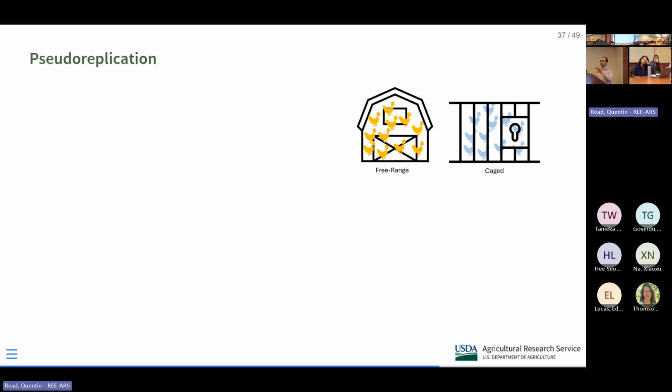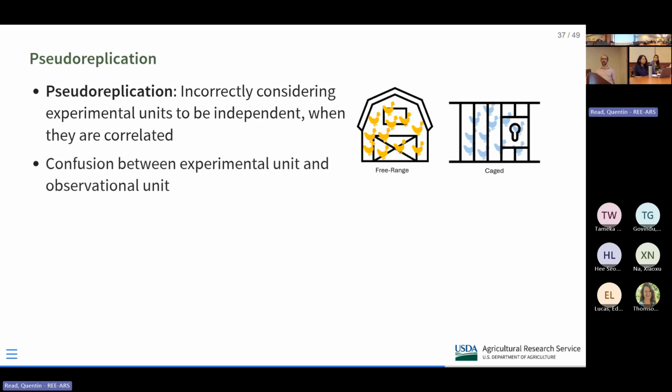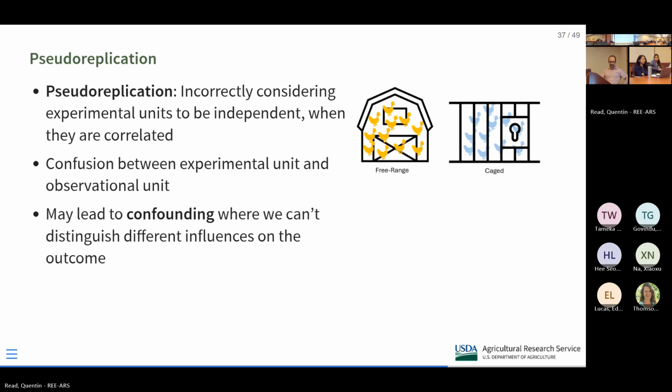Pseudo replication is something that comes up in the single cell world. It's a term for when you incorrectly consider experimental units to be independent when they're actually correlated, or if you consider an observational unit to be an experimental unit when it shouldn't be. Again, that would be like calling all the 10,000 cells from one individual independent units. And it can lead to confounding, where we can't distinguish between different influences on the outcome.